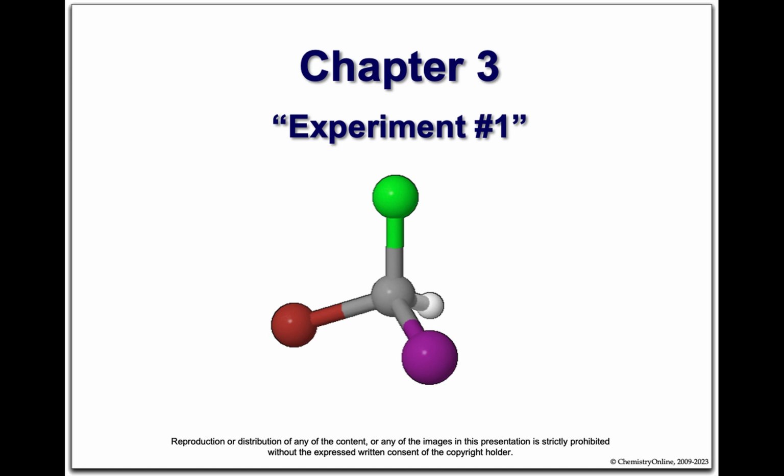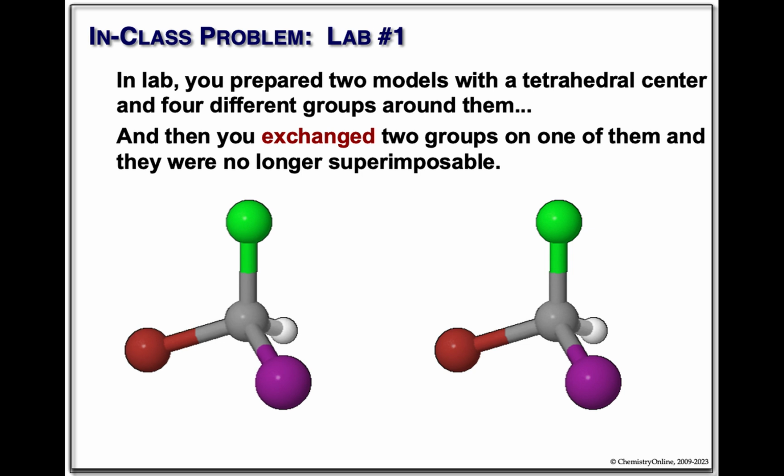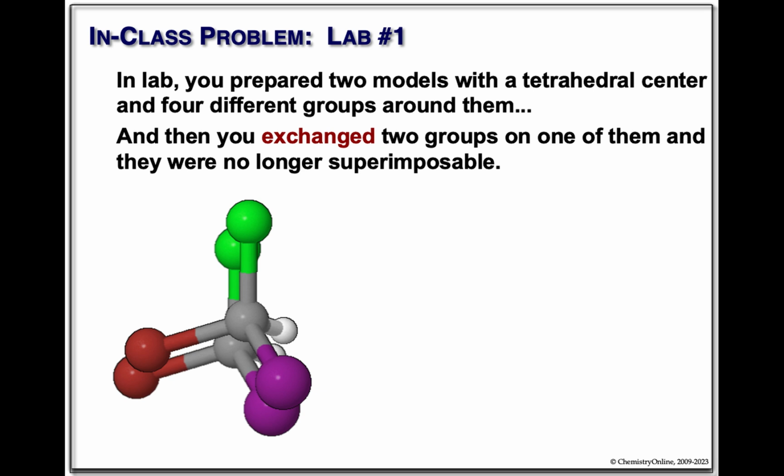We're going to do chapter 3 today, but before we do that, I'd like to talk a little bit about the model that we made in experiment 1 and in enantiomers. In lab, you took your model set, you made two models that were the same. You were able to superimpose these and convince yourself that yes, they are exactly the same.